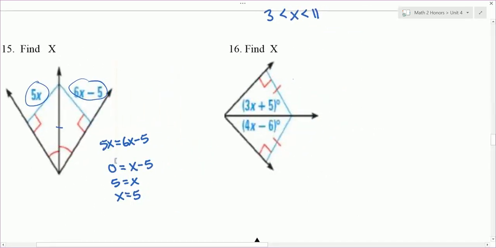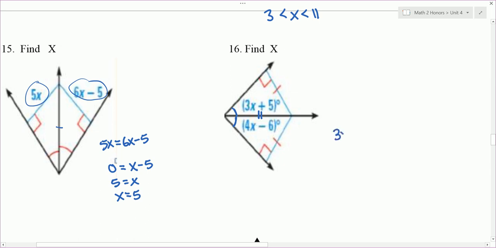Number 16, we have two angles in two different triangles. The triangles have right angles, so these are right triangles. The hypotenuse is shared, and they have a leg matching. And so if you have right triangles with a congruent hypotenuse and a congruent leg, we can use hypotenuse-leg congruence to say that the triangles are congruent. And then because the triangles are congruent, their corresponding parts are congruent. In particular, these two angles are congruent.